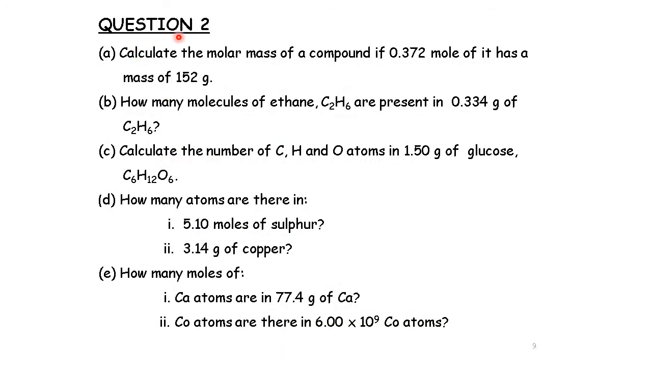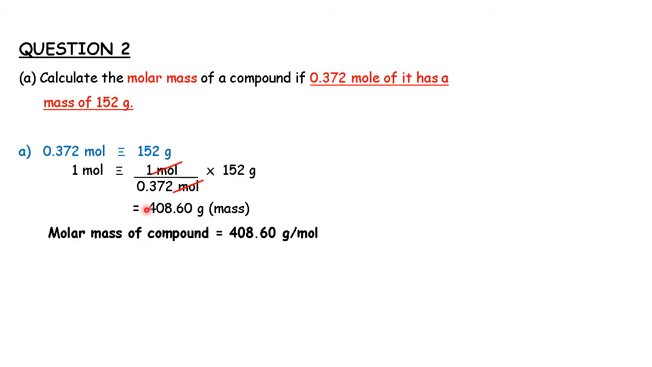Let's check question 2. There are a few questions related to the mole concept, involving molar mass, molar volume, and number of particles. Let's go through one. So question number 2A. Calculate the molar mass. The question asks about molar mass, mass meaning gram, of a compound if 0.372 mole of it has a mass like this. So the first general relationship is 0.372 mole equivalent to 152 gram.